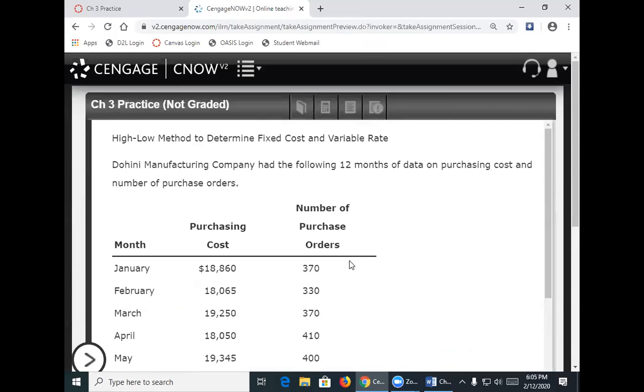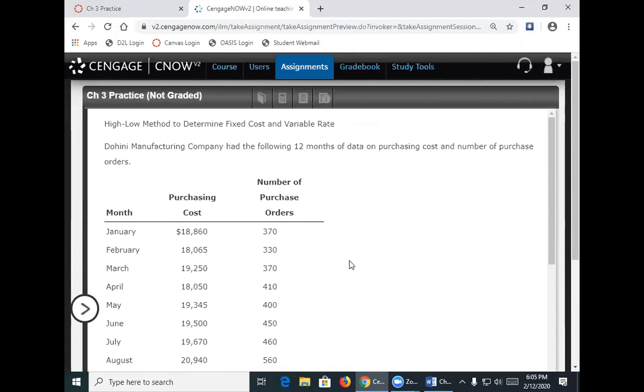Okay, so the next one is where we get to start doing some fun. On this next one, they give us 12 months of data on purchasing cost and number of purchase orders. They give us our total purchasing cost for each month and our total number of purchase orders. And we think number of purchase orders is driving purchasing costs, like it's an activity driver or cost driver. So we think we can take this data and calculate our fixed costs and our variable rate per purchase order. We'll look at regressions in a little bit, but this is when we're assuming the number of purchase orders is driving our purchasing cost. Because we think they're related, we can use this data to figure out our cost per purchase order, and then our fixed costs.